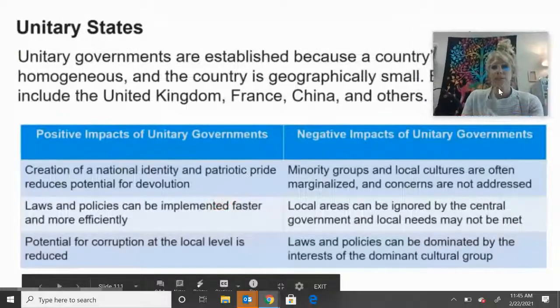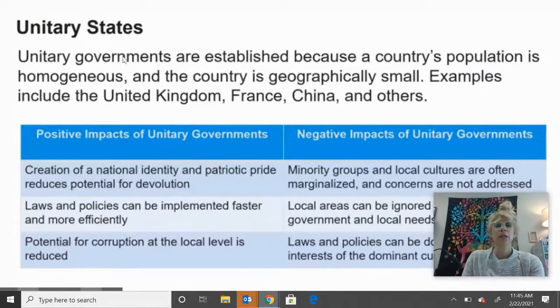Now let's look at some positives and negatives here. Unitary governments do really well in a homogenous group of people, where you have similar culture, and they also do well in countries that are smaller. Some positives that you can write: you have a national identity, again homogenous, where people are very similar in their culture and their practices. That's going to create a lot of patriotic pride in their country. Another positive is laws and policies can be implemented a lot quicker than having to go through all the hoops of local governments. You just have to go through one central government to get things done.